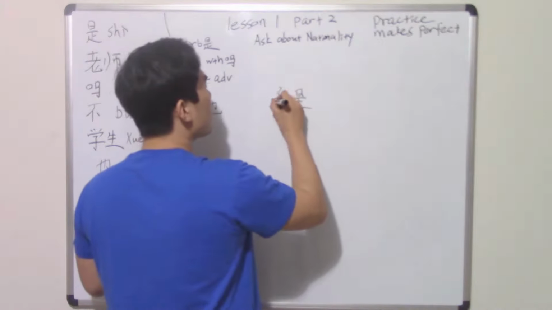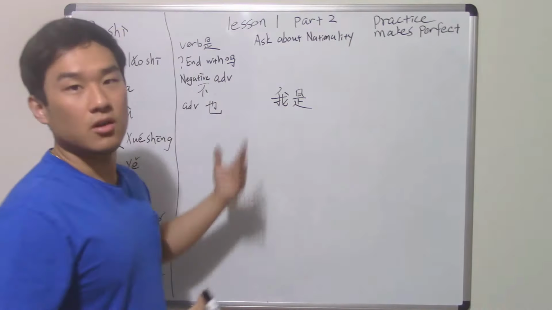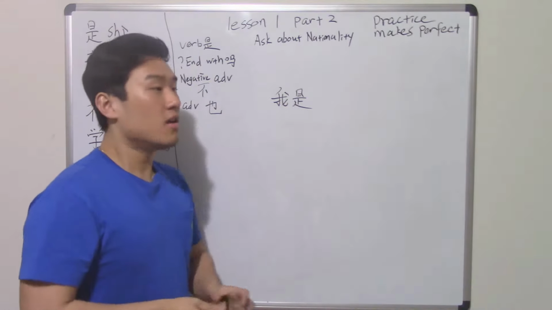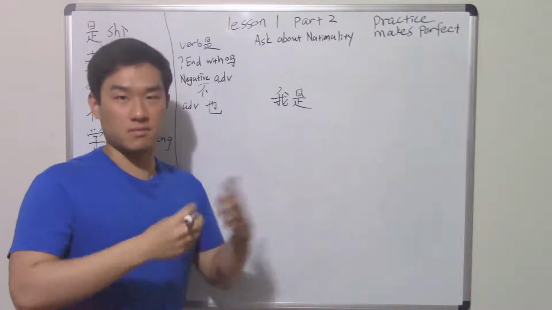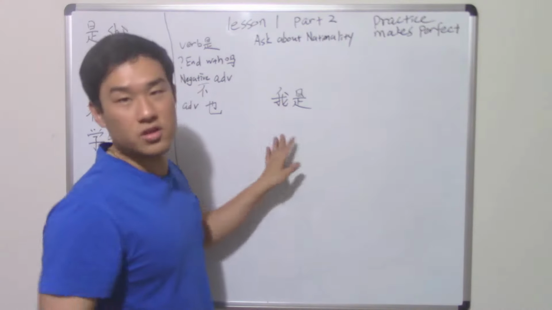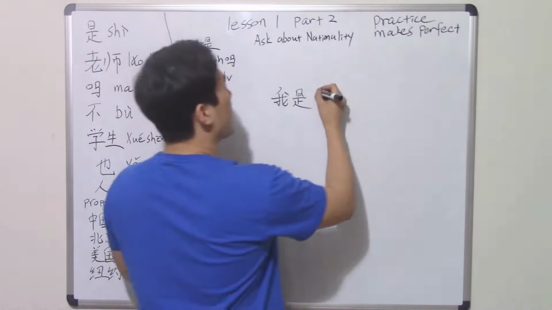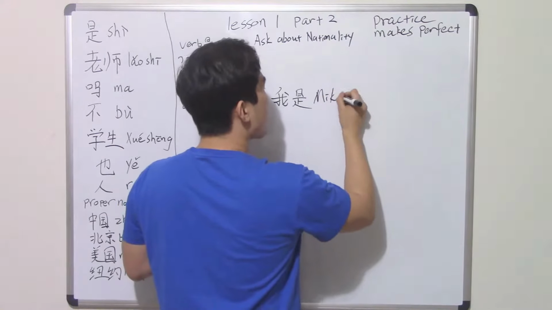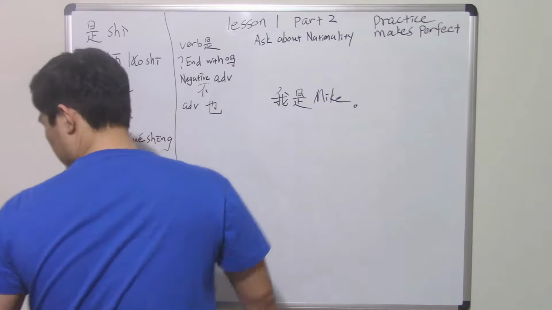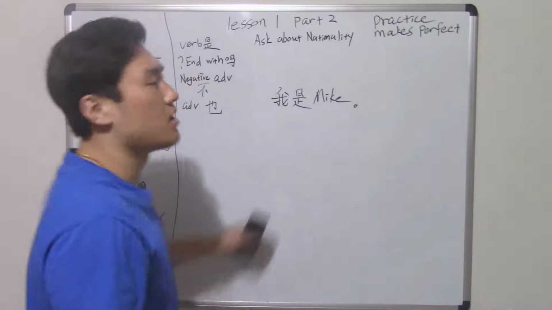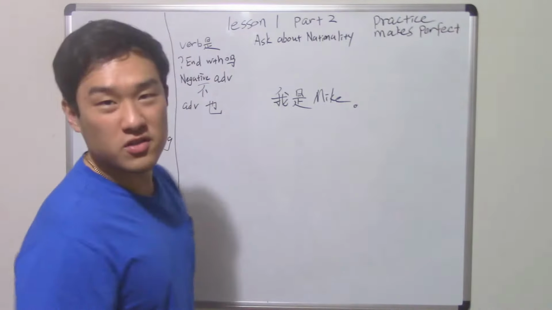If you forget that, make sure to spend some time to learn all those vocabs on your own, okay? Those things just require a lot of time to memorize, that's all. 我是 means I am, and then simply put Mike, and then a period here. That means I am Mike. So that's very simple.